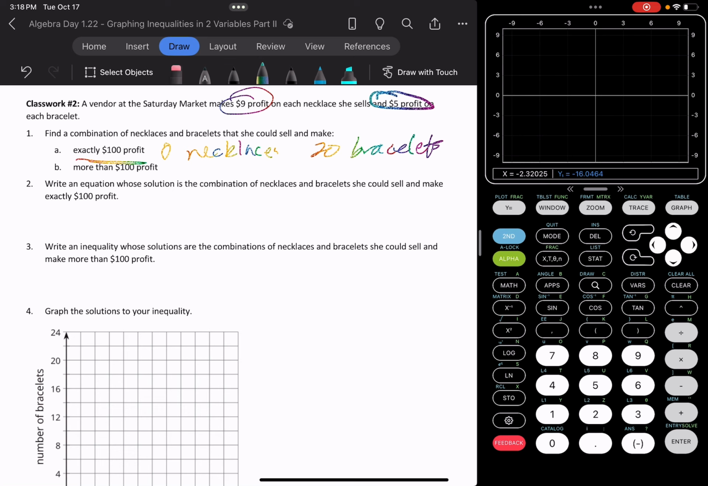If she wants to make more than $100 profit, really, she could make 10 necklaces and 10 bracelets, and she would make $90 plus 50, 140. So 10 of each would also get us more than $100 profit.